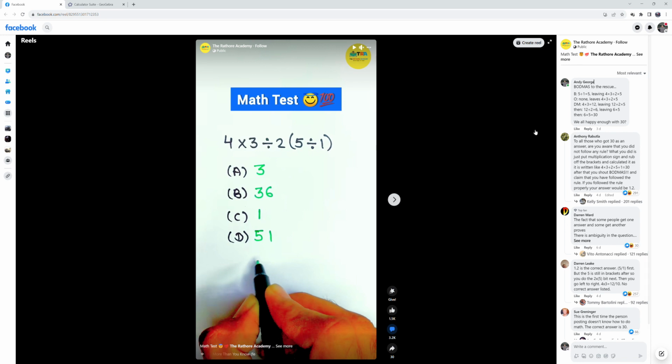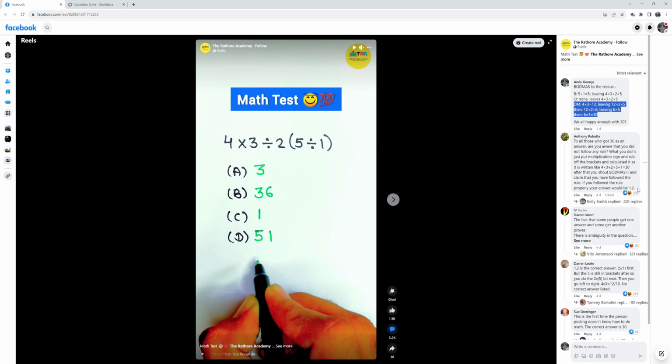Then everything really happens in the divide-multiply stage. We'll move from left to right. 4 times 3 is 12. 12 divided by 2 is 6. 6 times 5 is 30. As described there by yours truly.